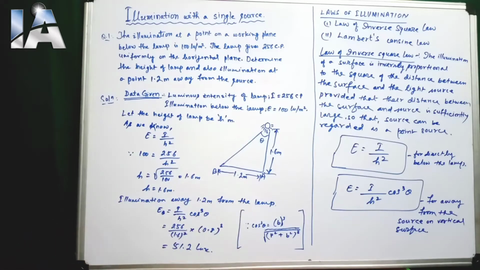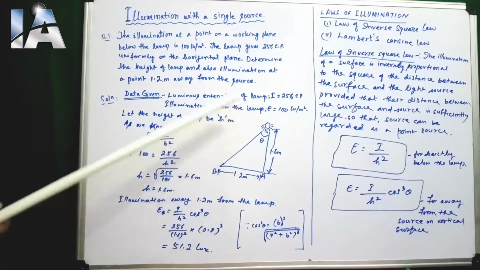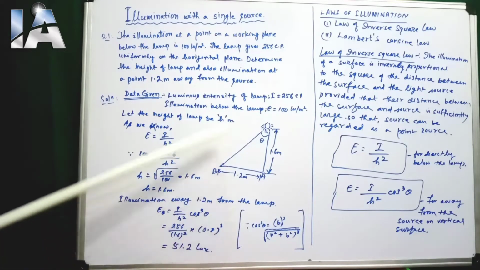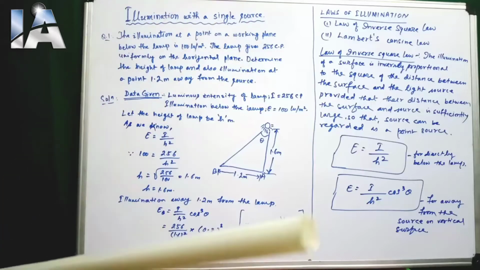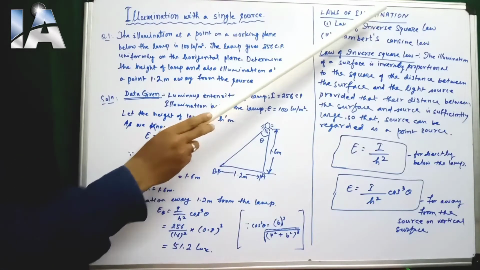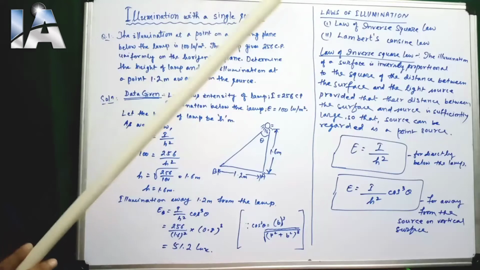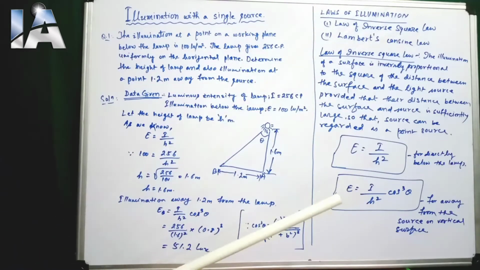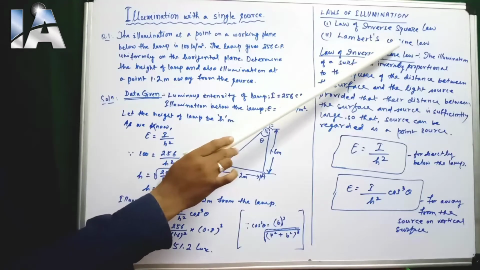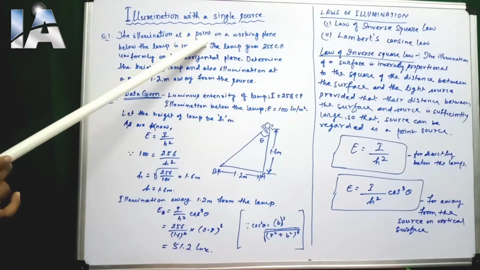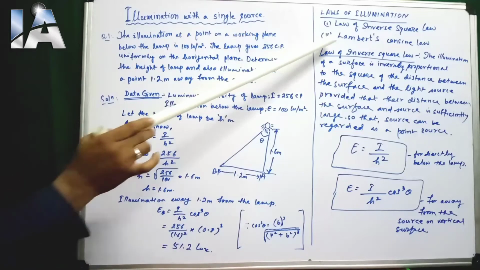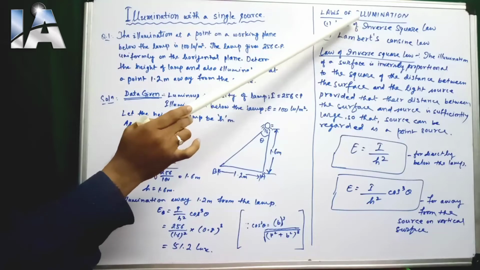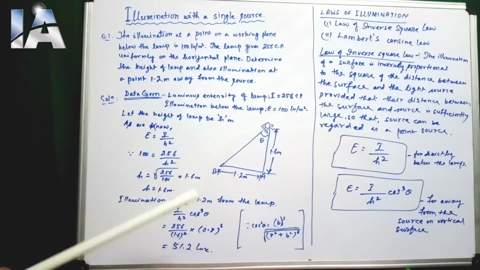This is the method of how to solve the problem. This solution comes under the laws of illumination. There are two laws of illumination: number one, the inverse square law, and second, Lambert's cosine law. For this problem, we will use the first law of illumination, that is, the inverse square law.